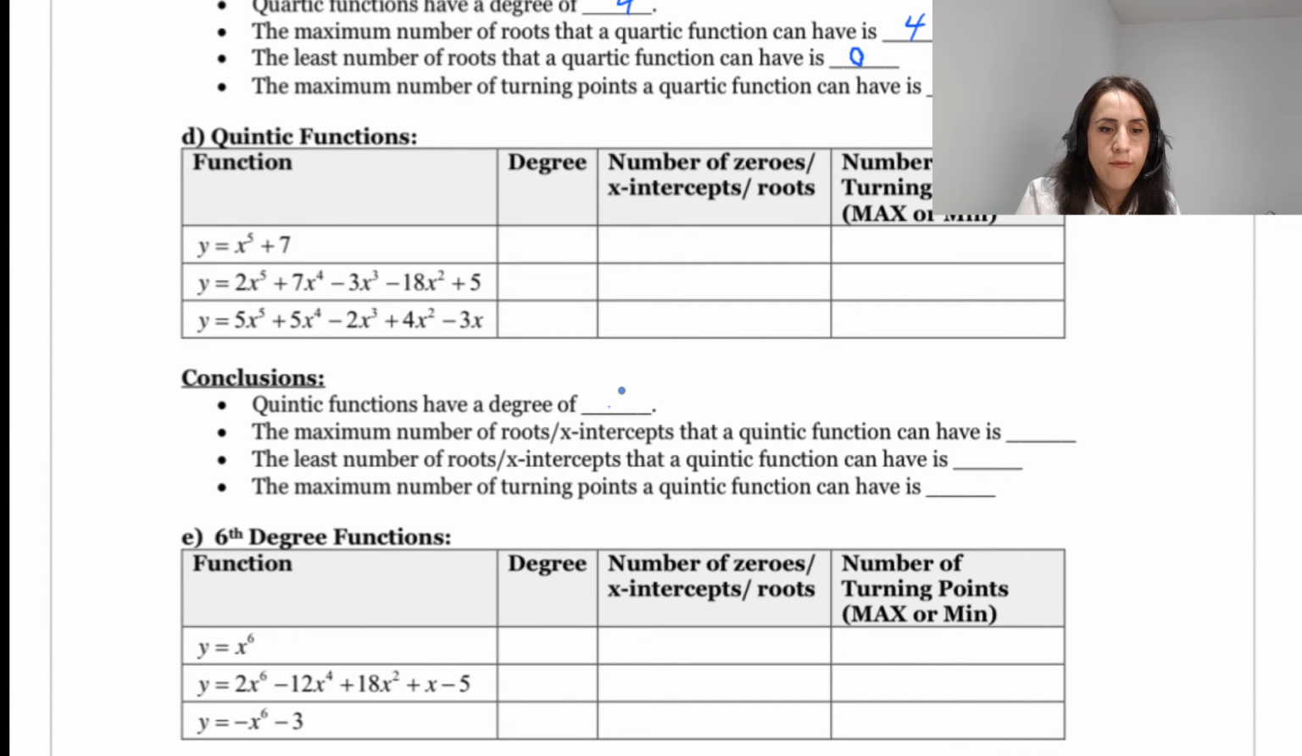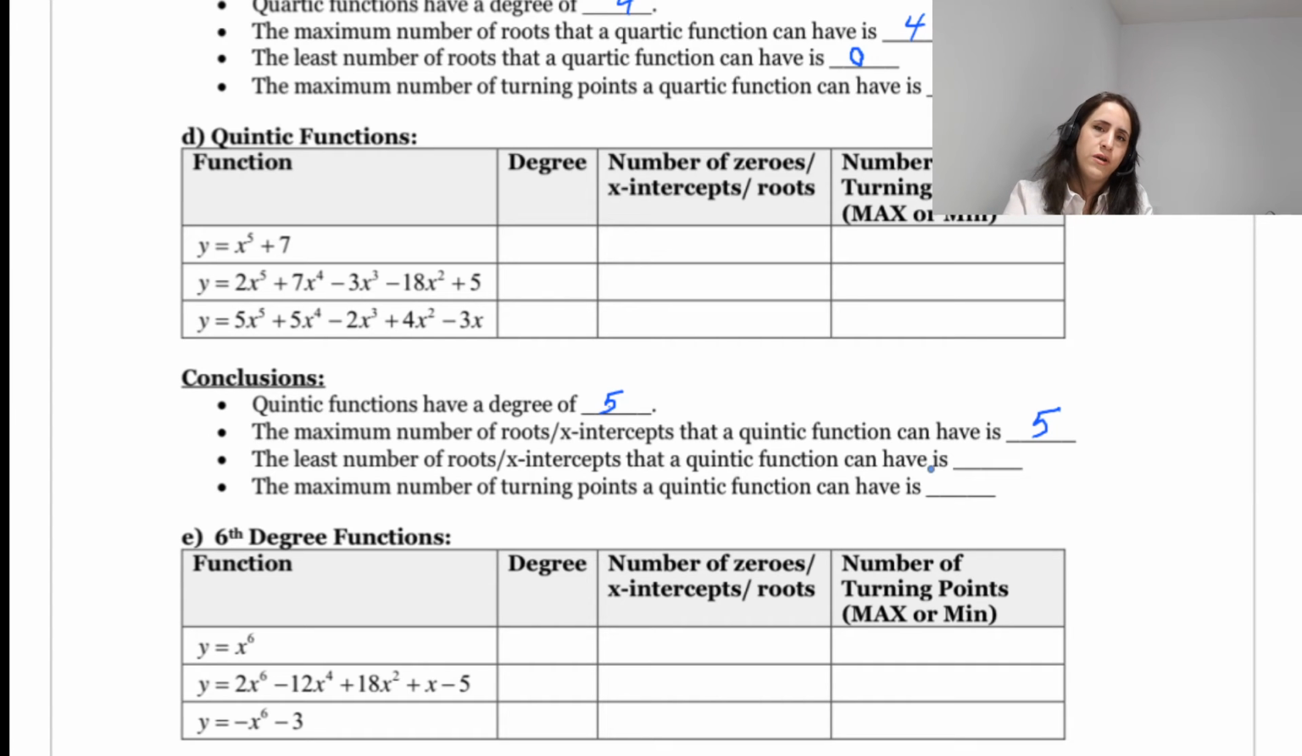A function with a degree of 5: the maximum number of roots or x-intercepts it can have is what? What do you think? Is it degree 5? For degree 4, we had 4. For degree 3, we had 3. For degree 2, and so on. Then the maximum number is 5.